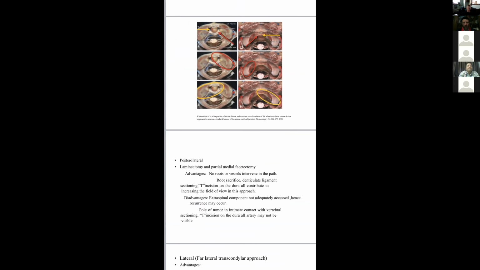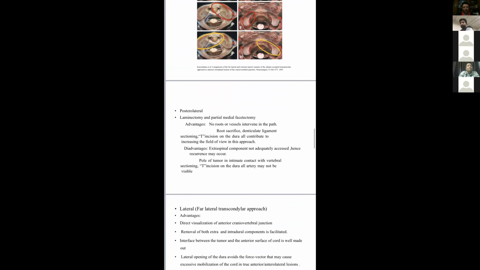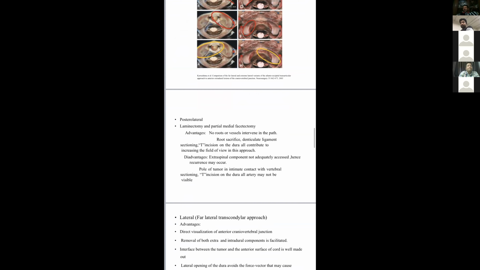So coming to the posterolateral approaches, laminectomy and partial medial facetectomy. Advantages are no roots or vessels intervene in the path. Root sacrifice and dentate ligament sectioning, incision on the dura, can contribute to increasing the field of view in the approach.